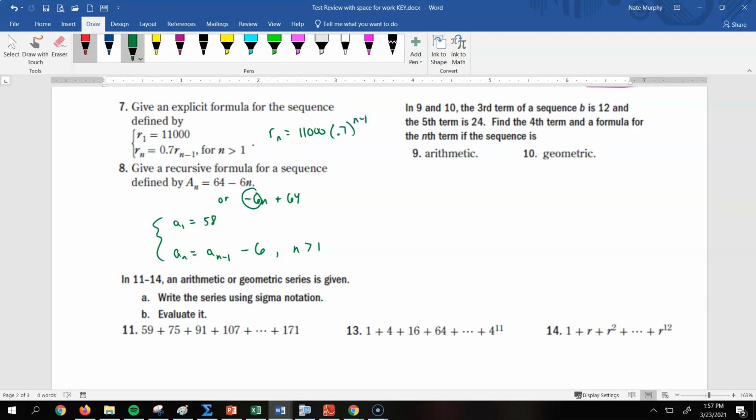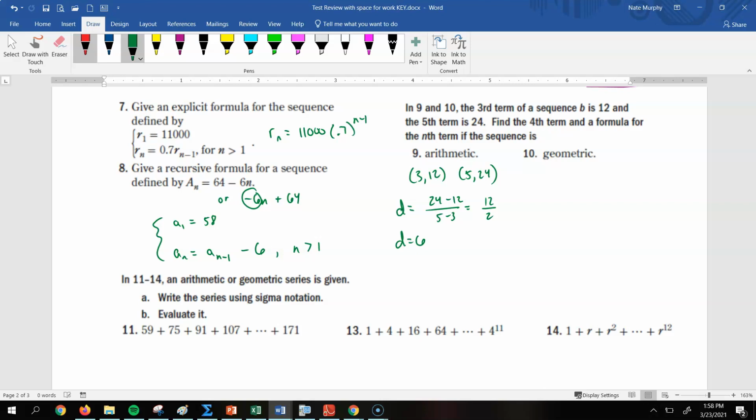So we know the third term is 12, and the fifth term is 24. So what we could do is find the slope, and that would give us our constant difference. So we would do 24 minus 12 divided by 5 minus 3. 24 minus 12 would be 12. 5 minus 3 would be 2. So our constant difference is 6.